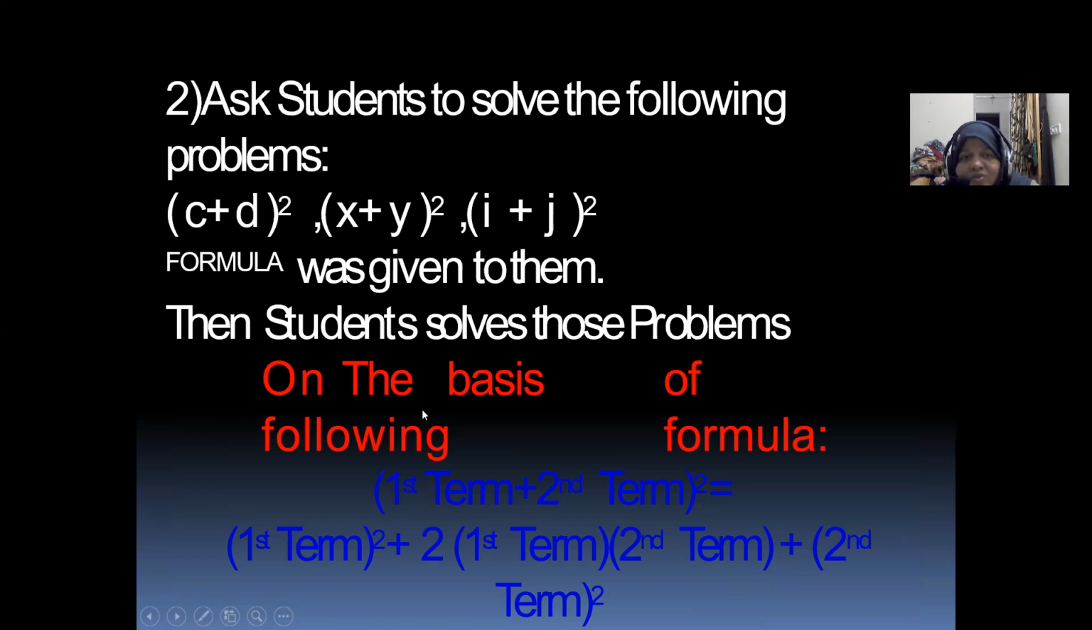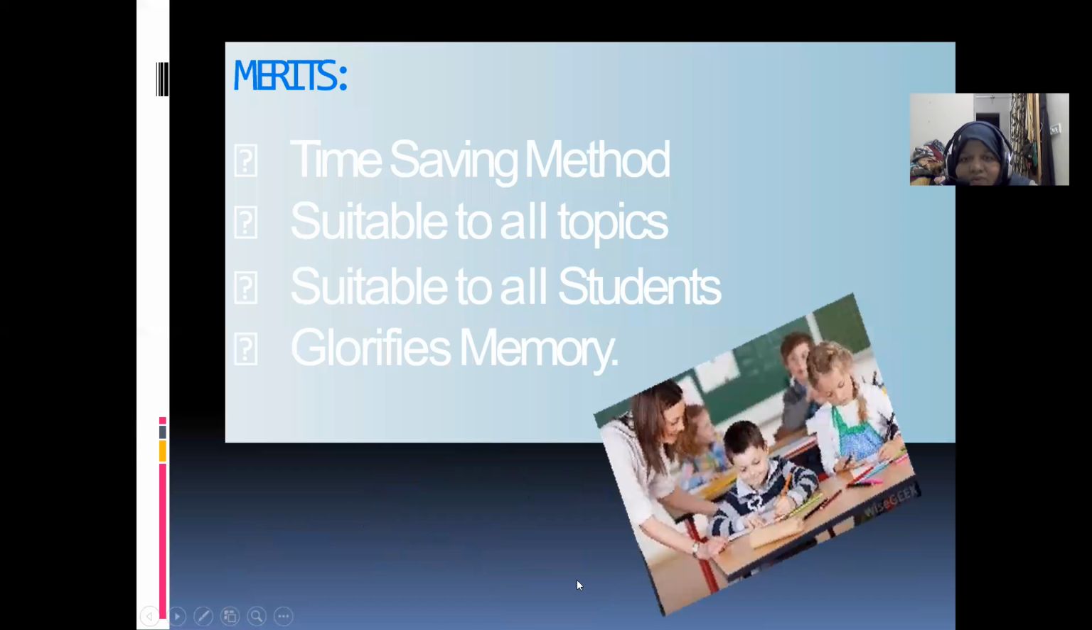When we ask the students to solve the following problems, (c + d) whole square, (x + y) square, (i + j) square, and the formula was given to them, then students solve these problems on the basis of the formula, that is, first term plus second term whole square is equal to first term square plus 2 into first term into second term plus second term square. So this is the formula.